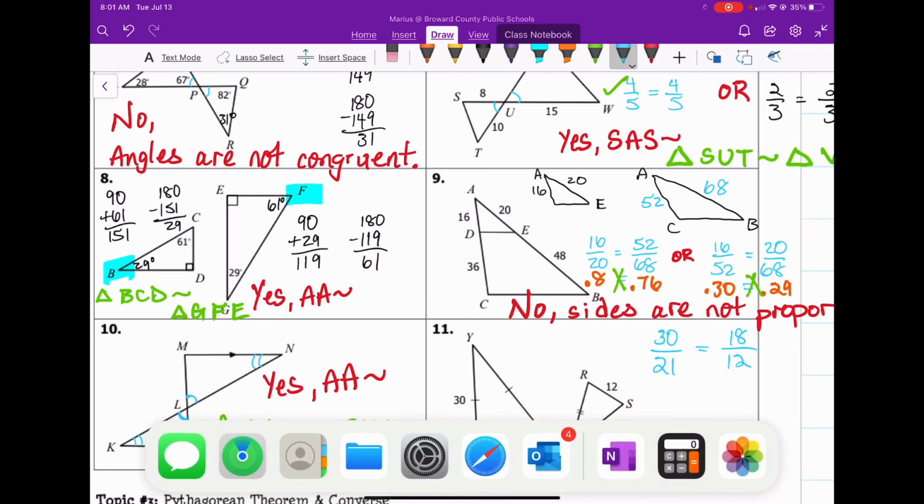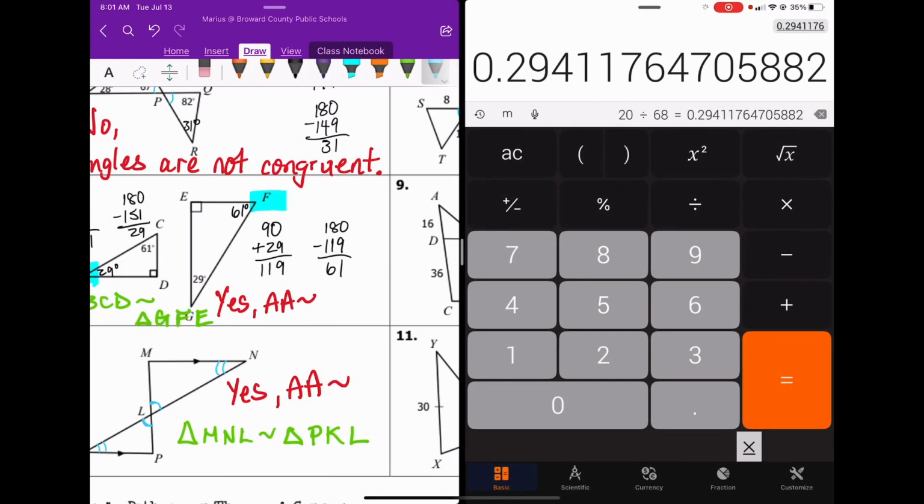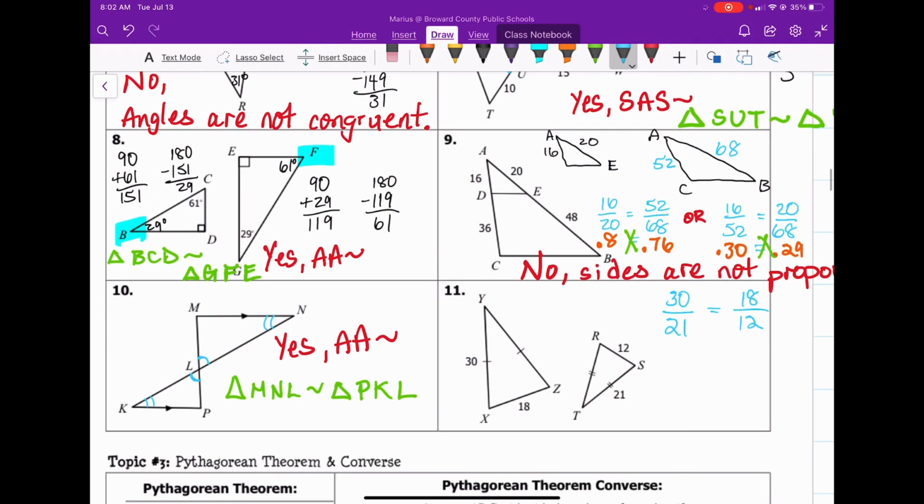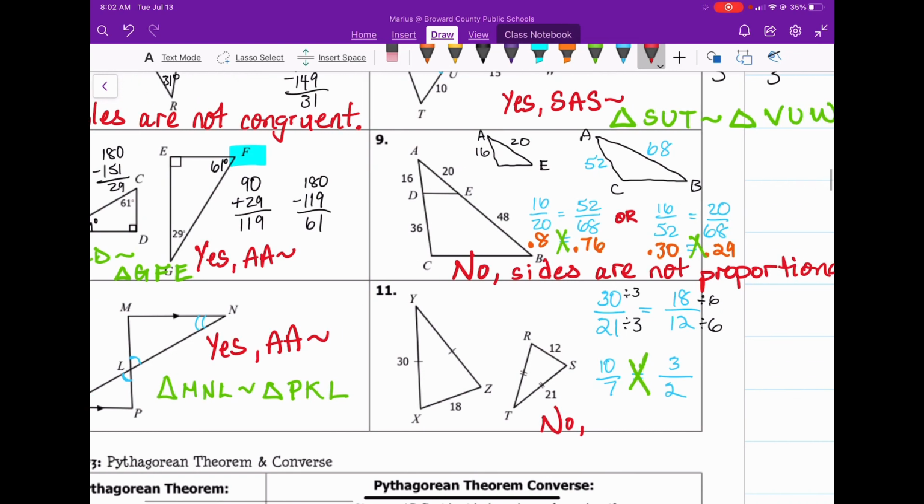And if we need to, once again, just pull your calculator out and check the proportions. Well, for this one, we can reduce it. I don't even need to use a calculator. We'll just go ahead and reduce those. So for the first one, both of these can be divided by 3. And the other one, we can divide both of these by 6. All right, so when we do that, 30 over 21 becomes 10 over 7. That should be equal to 3 over 2, which is not. So no sides are proportional. Sides are not proportional.